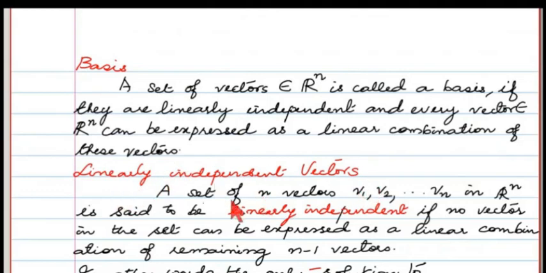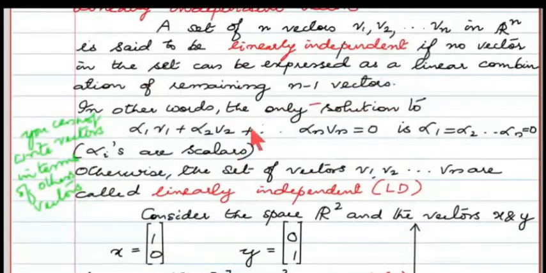Linearly independent vectors: a set of n vectors v1, v2, etc., vn in Rn is said to be linearly independent if no vector in the set can be expressed as a linear combination of the remaining n minus 1 vectors. In other words, the solution to alpha 1 v1 plus alpha 2 v2 plus, etc., alpha n vn equal to 0 is alpha 1 equal to alpha 2 equal to alpha n equal to 0, where all alpha i's are scalars. Here the only solution will be this one. All the alphas will be 0. Otherwise, it is known as linearly dependent.